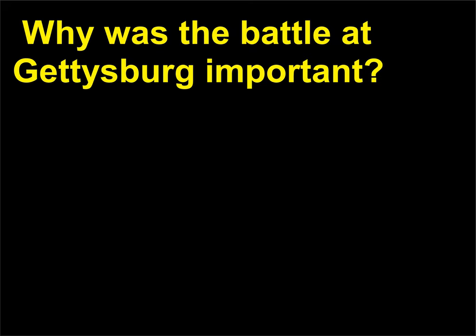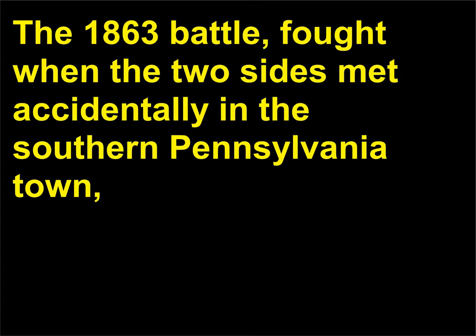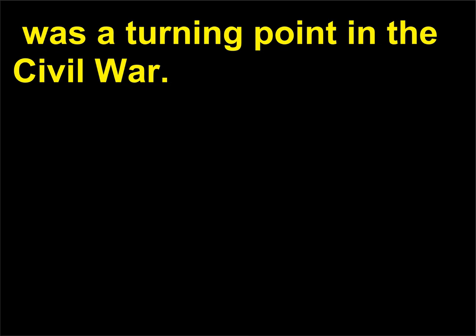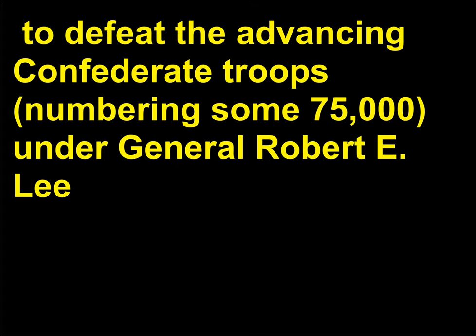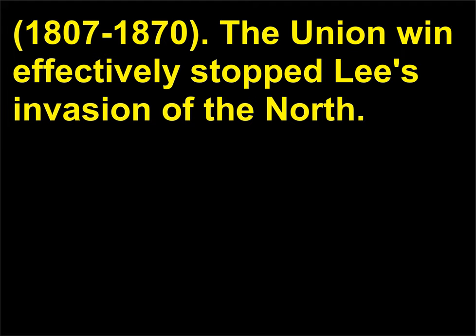Why was the battle at Gettysburg important? The 1863 battle, fought when the two sides met accidentally in the southern Pennsylvania town, was a turning point in the Civil War. From July 1 to 3, General George Meade, 1815 to 1872, led his troops, about 90,000 strong, to defeat the advancing Confederate troops, numbering some 75,000, under General Robert E. Lee, 1807 to 1870. The Union win effectively stopped Lee's invasion of the North.